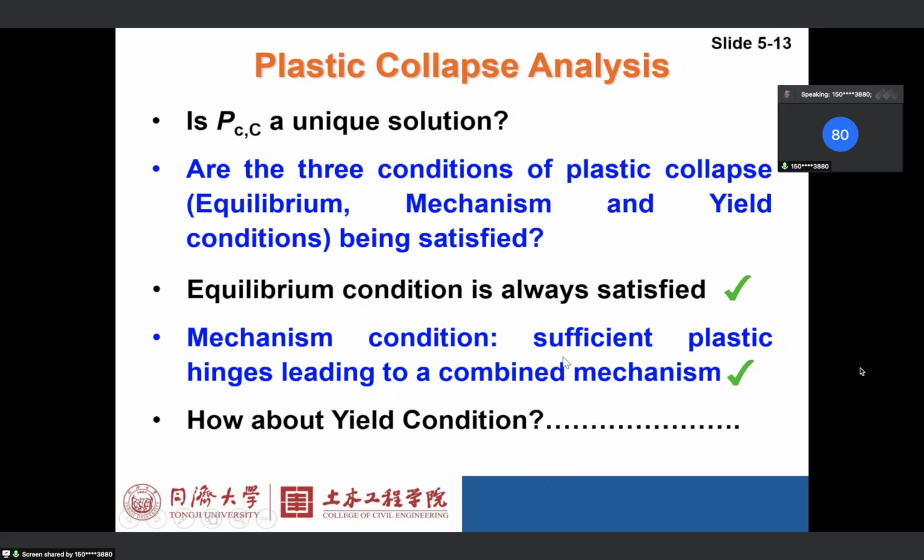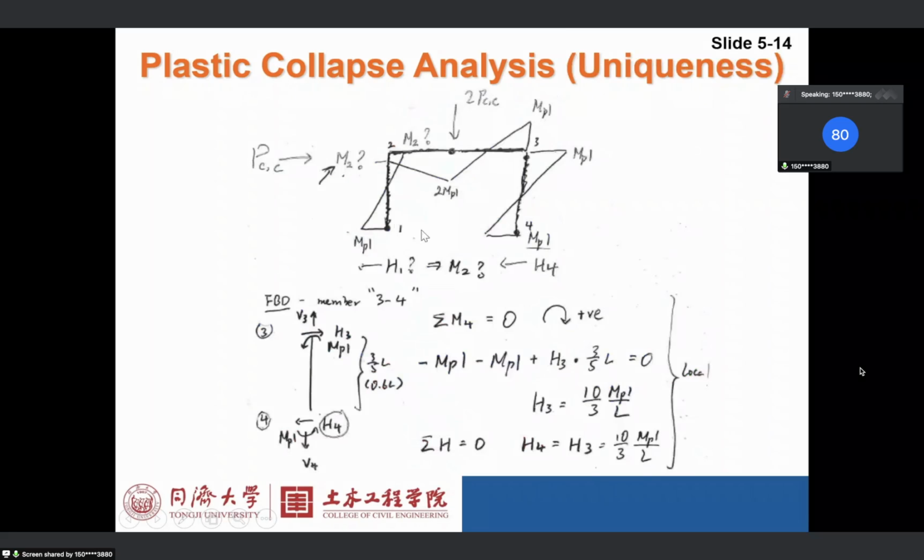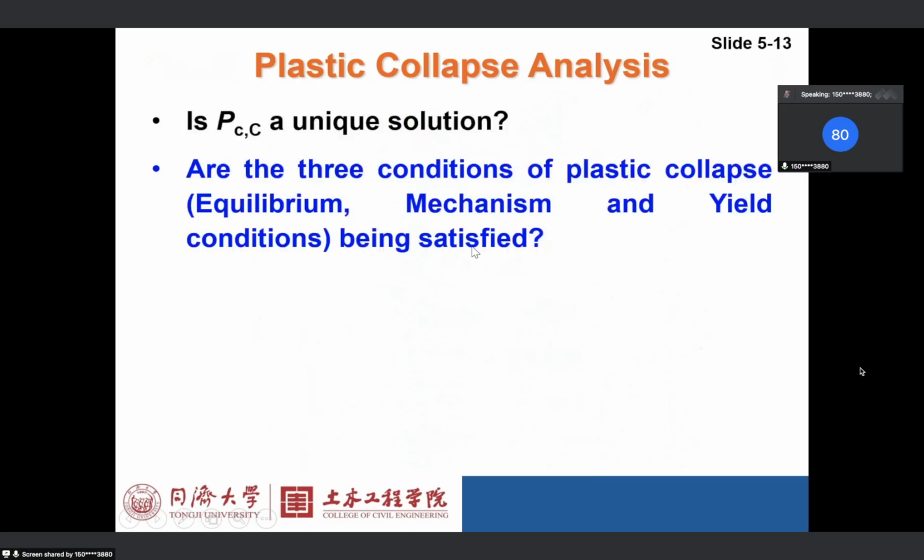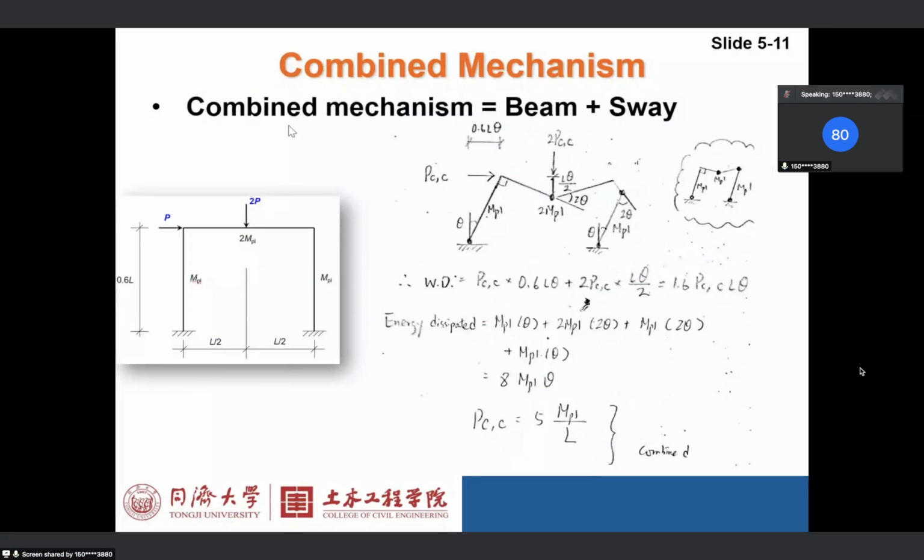Okay, let's draw a bending moment diagram first. For a combined condition, let's move back. We have a plastic hinge here, here, here, and here. So at least we know this is MPL. Sorry, this is MPL, this is 2 MPL. This is MPL, this is MPL. So we know the bending moment at these 4 critical positions.